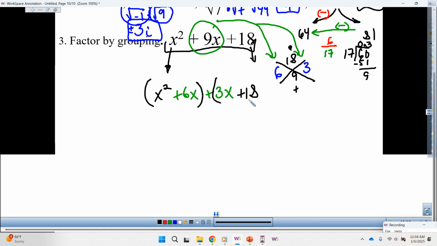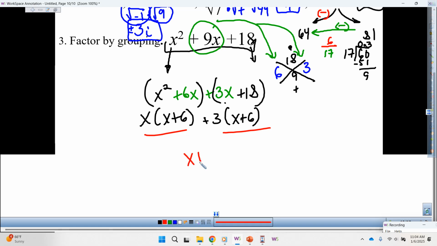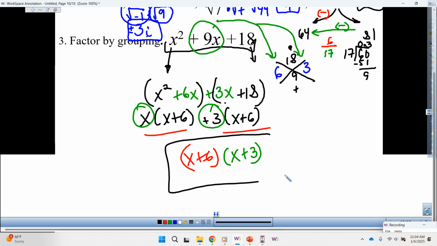Group, group. GCF for this, x, that leaves me with x plus 6. GCF for this one. 3x plus 6, that is correct. So what's the same here and here? X plus 6. And what's left over? X plus 3. And these are my factors.